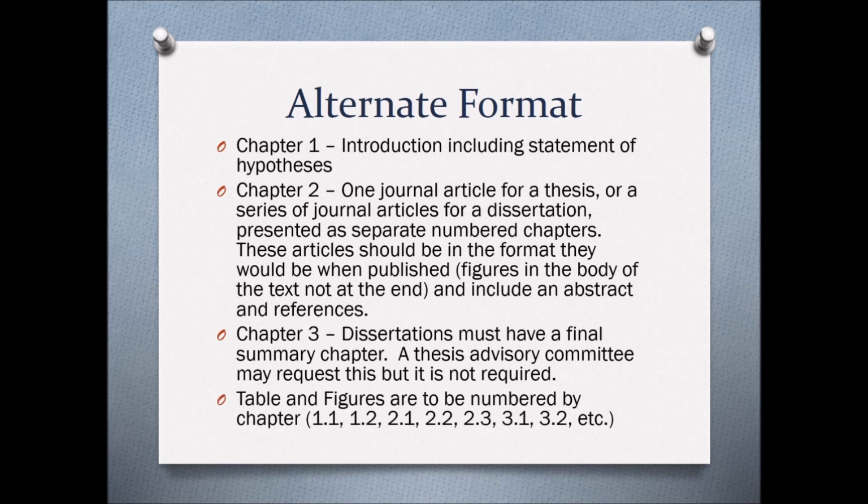The other thing that is different about an alternate format thesis or dissertation is the numbering of your tables and figures. You need to use a chapter numbering system so that say chapter 2 is a journal article, it already has existing tables and figures in it, and it is listed in 1 through 4, so you need to change those to chapter 2.1, 2.2, 2.3, and 2.4, so that you don't have multiple table 1s throughout your dissertation.